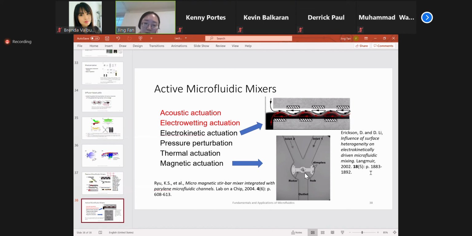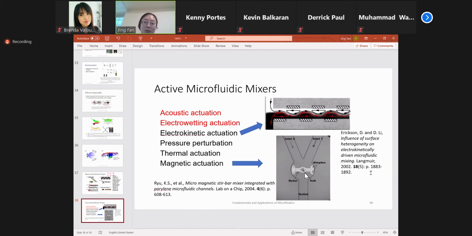So here we will introduce 6 major forms of active mixers, including acoustic actuation, electrowetting actuation, electrokinetic actuation, pressure perturbation, thermal actuation, and magnetic actuation. Basically the last 4 types, electrokinetic, pressure, thermal, and magnetic, are relatively easy to understand. Well, acoustic and electrowetting are actually also not difficult. However, there are some interesting features in them.